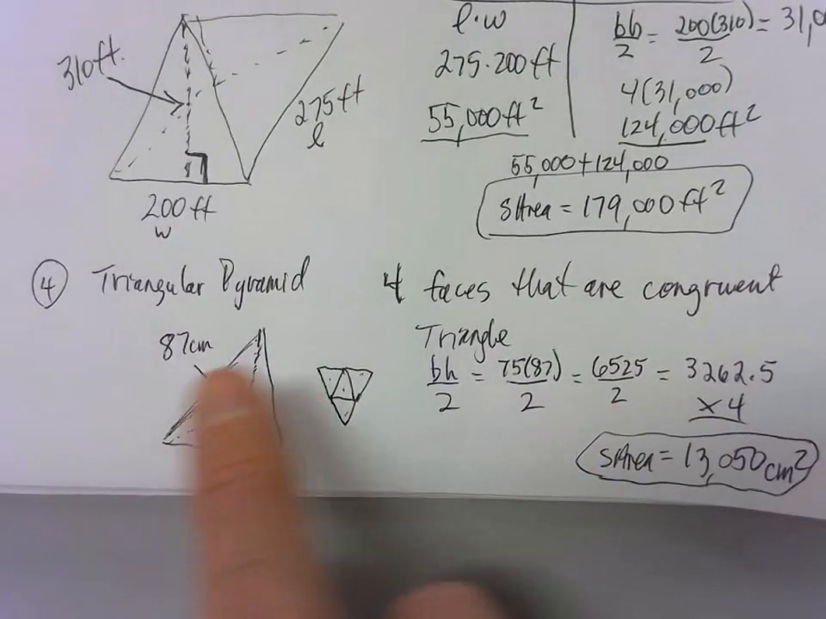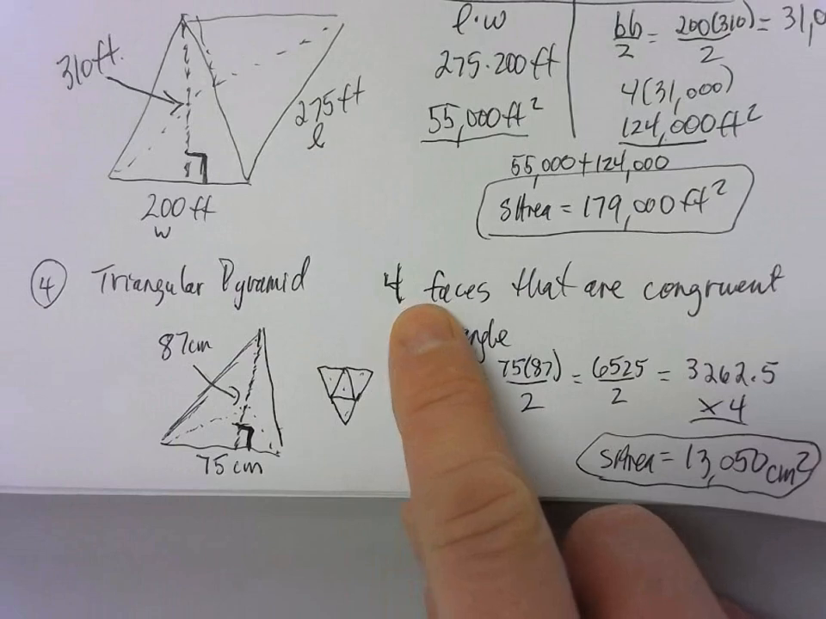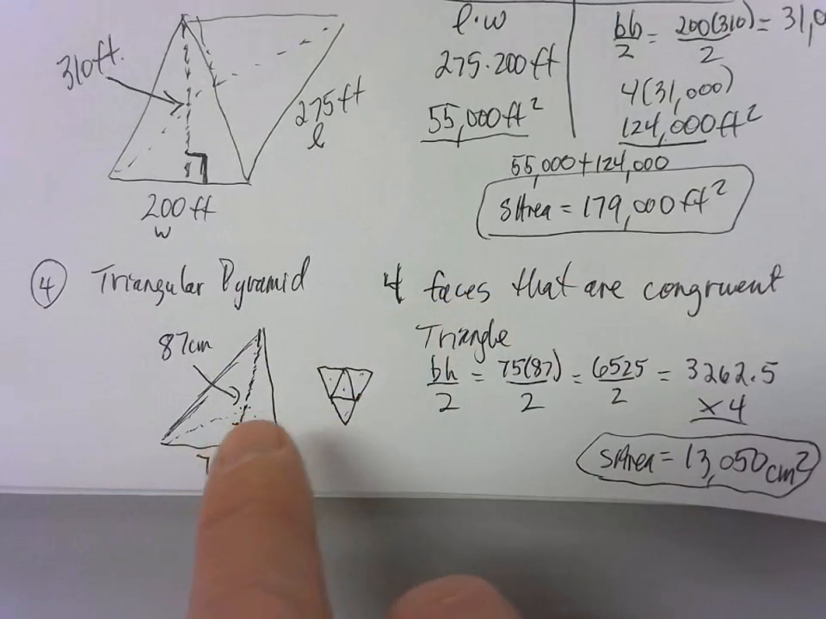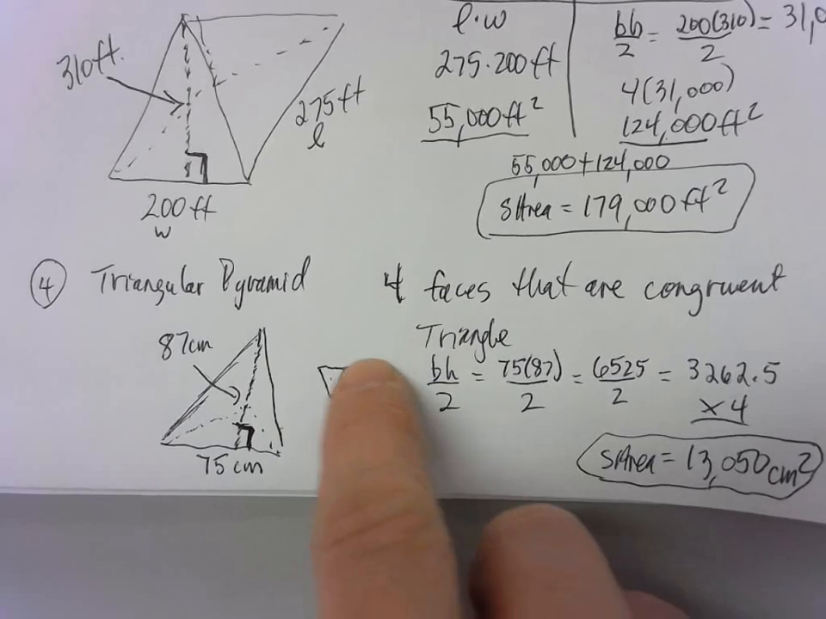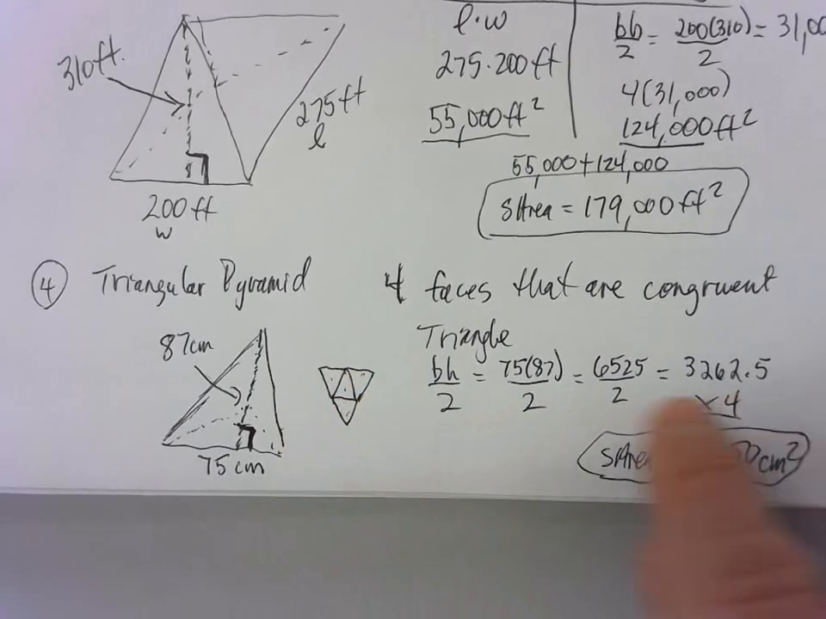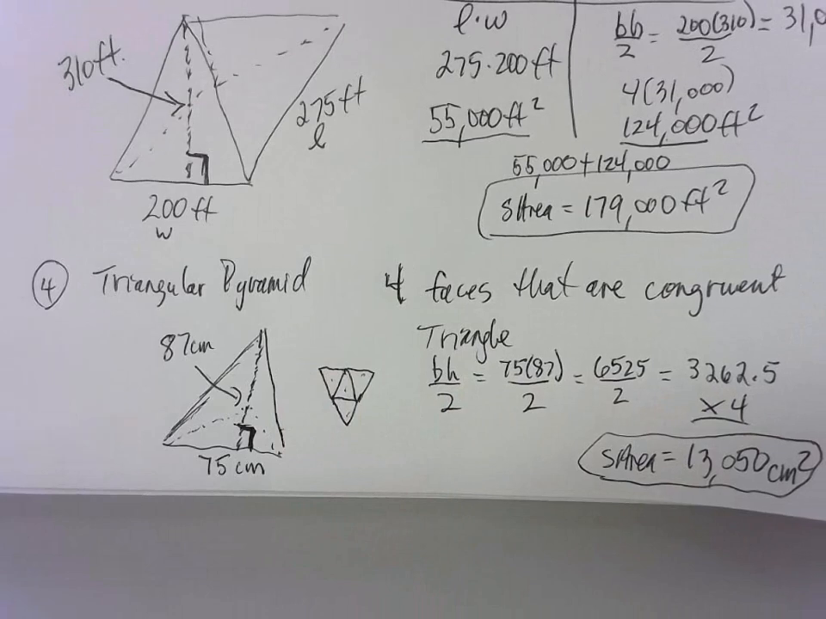Triangular one is the one that's a little bit different. It's only got 4 faces, okay? Got 4 congruent faces, so find the area of one face, okay? Just your normal base times height divided by 2 for a triangle. And all 4 of them should be the same. So, you know, find that area and multiply it by 4. Okay.